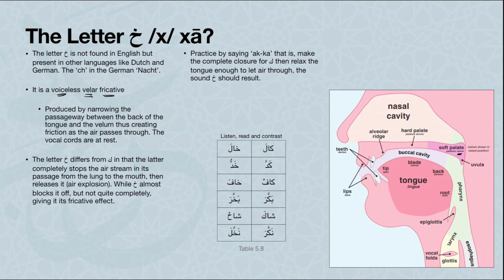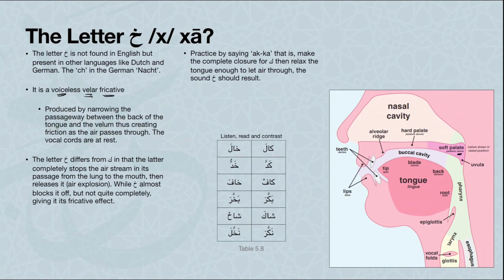So we were saying that we were going to produce the letter kha by narrowing the passageway between the back of the tongue and the velum. So the tongue would come to this area here, but not block it. So the air comes up from here, causes a little bit of friction down here, and produces the sound kh.